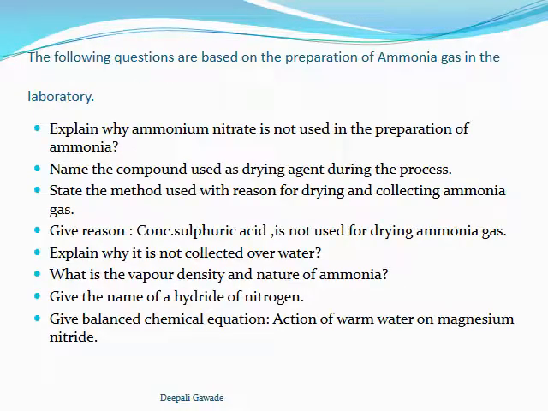The following questions are based on the preparation of ammonia gas in the laboratory. Explain why ammonium nitrate is not used in the preparation of ammonia. Name the compound used as a drying agent during the process. State the method used with reason for drying and collecting ammonia gas. Give reason: concentrated sulfuric acid is not used for drying ammonia gas. Explain why it is not collected over water.